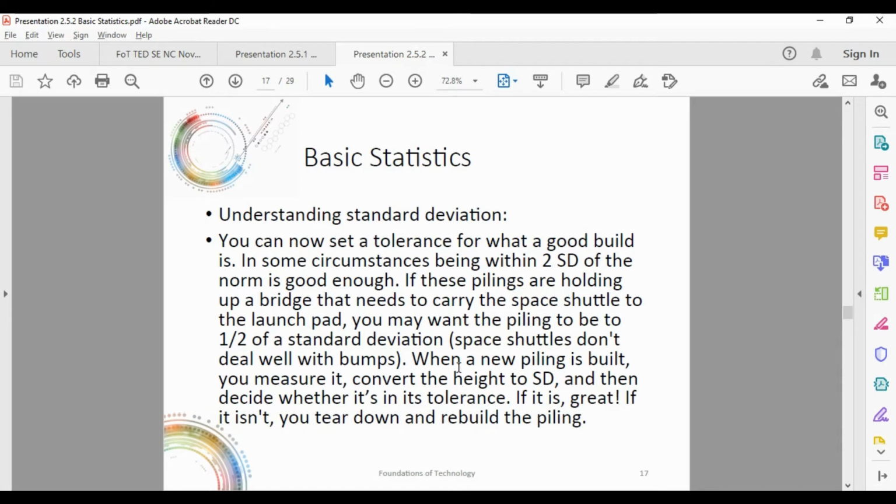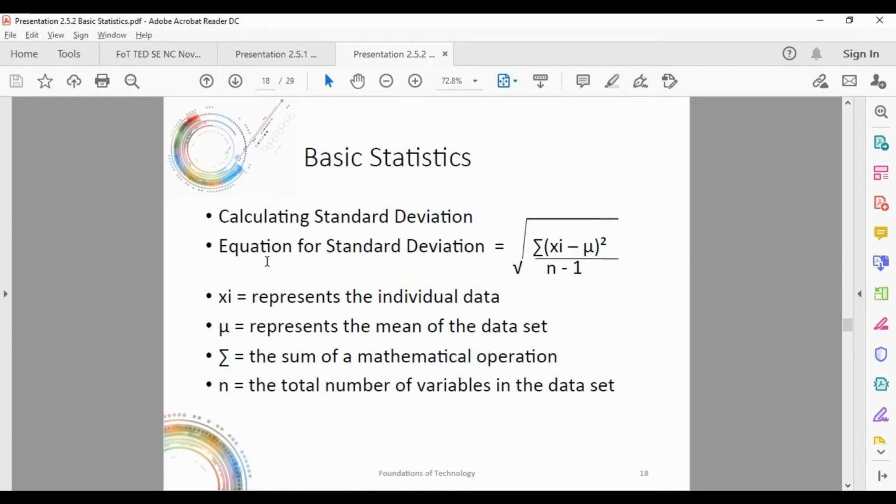Okay, when a new piling is built, you measure it, you convert the height into its range with the standard deviation, and then you decide whether or not it's within tolerance. If it is, great. If it isn't, you tear it down and you rebuild. Okay, so we use standard deviations to help generate the tolerance. And then once we know what the tolerance is, we know the acceptable range, and then we say, is it within the acceptable range or not?